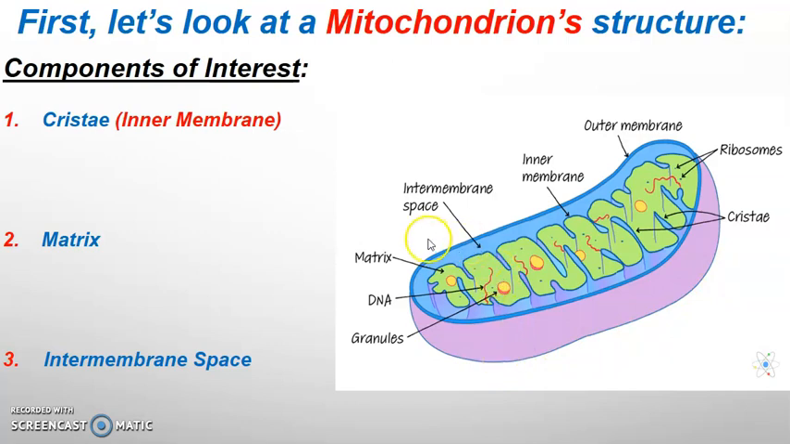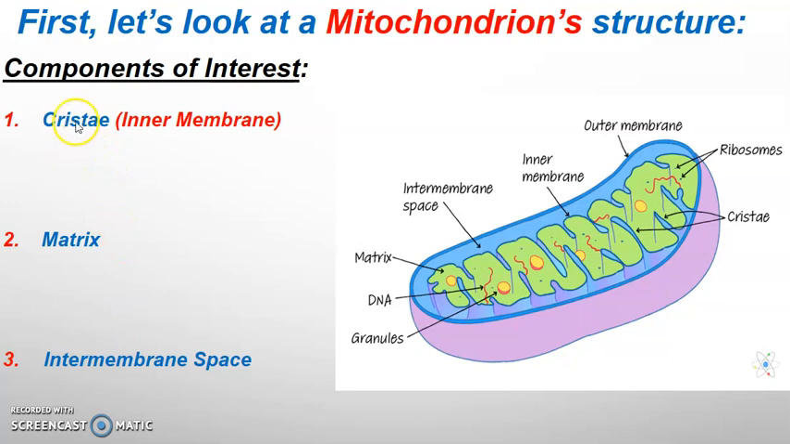Remember, from our cell unit, mitochondria, just like chloroplasts, are prehistoric bacteria that we have formed a symbiotic relationship with. They have their own DNA, so they control their own rate of division and growth, as well as their own ribosomes, which they use to make their own proteins. For our purposes, we want to focus on these three components here, because this is where the remainder of the steps for respiration are going to occur.